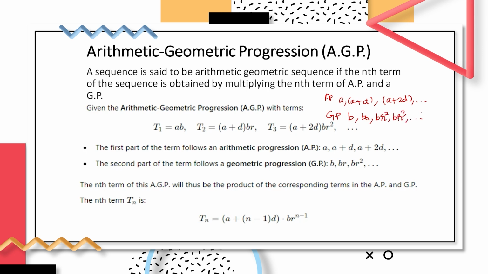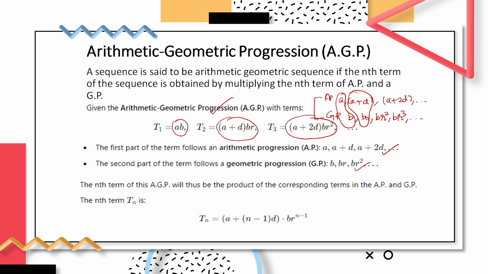So if we combine the arithmetic progression and the geometric progression, the first term will be AB. Thereafter, the second term will be A plus D into BR. So A plus D into BR is the second term. On the same lines, the third term will be A plus 2D into BR square. So there is an arithmetic progression and there is a geometric progression. The combination of the two progressions is the arithmetic geometric progression.